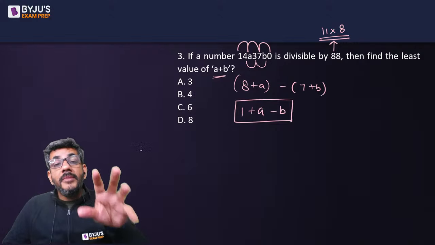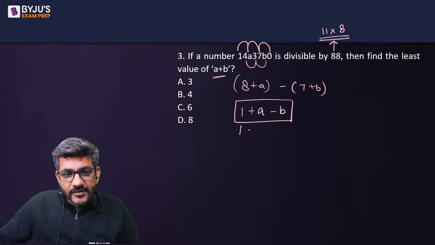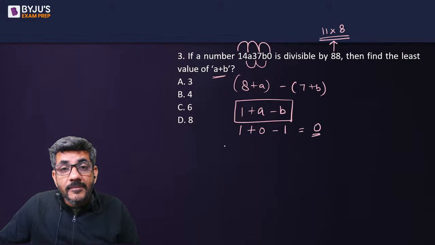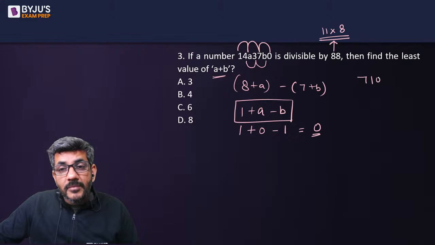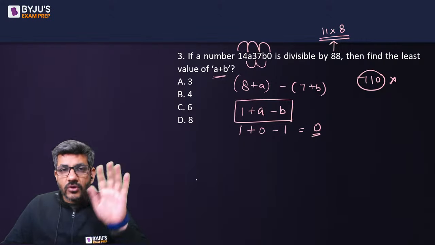And I want to minimize a plus b. So what is the minimum values of a and b I can take? First value that I can take is a is 0 and b is 1. In that case, it will become 0, which is divisible by 11. But if I take b as 1, the last 3 digits of the number would become 710, and it would not be divisible by 8. हमें 8 से भी तो divisible बनाना है. So therefore that is gone.